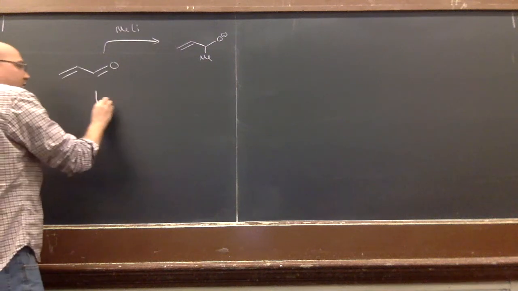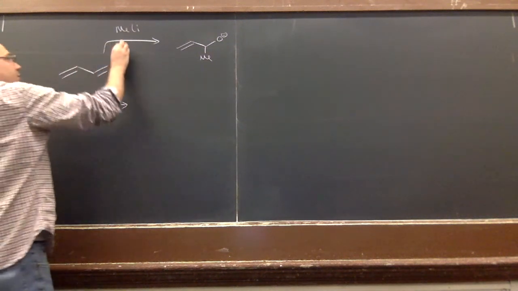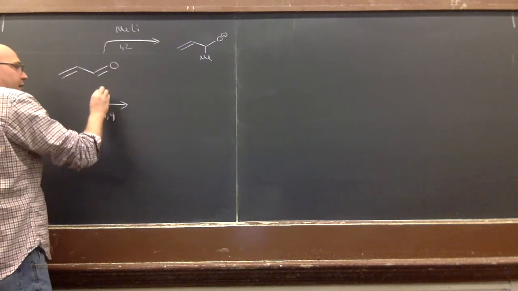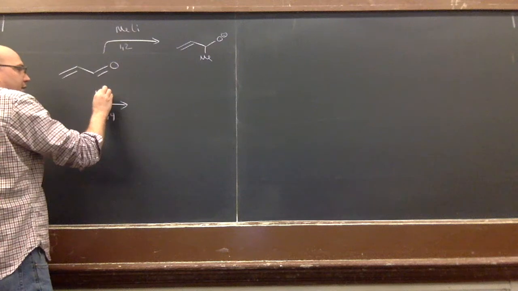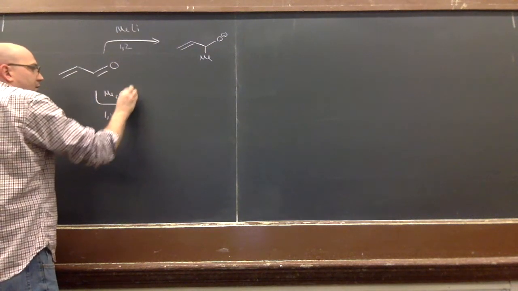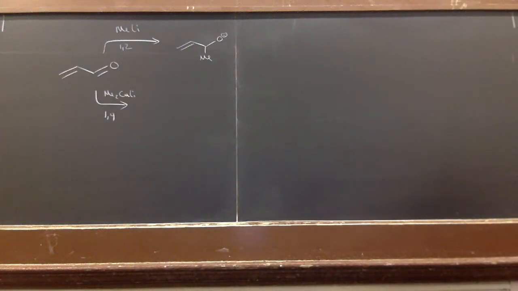Where we left off, though, was this idea of a 1,4 addition. So this is 1,2. This is what we would call 1,4, and there's a variety of different nucleophiles that will react in the 1,4 sense. In fact, it's probably even more common. For example, Gilman reagents and cuprates: when you treat them with a molecule like acrolein, you're going to get 1,4 addition.